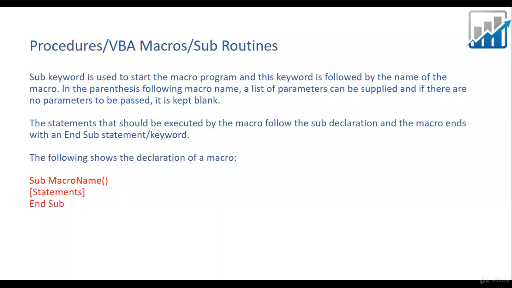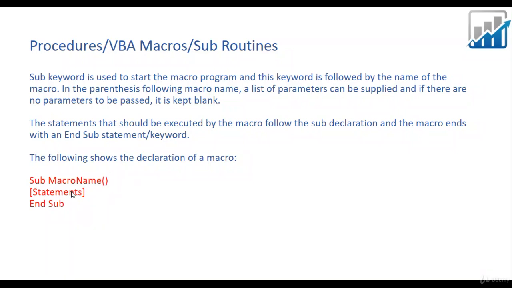Basically, a VBA macro or a VBA program is the same term for a subroutine or a procedure. The sub keyword is used to start the macro program, and this keyword is then followed by the name of the macro. In the parenthesis, which you can see over here just after the macro name, usually these are kept blank, but a list of parameters can be supplied. And if there are no parameters, then they are left blank.